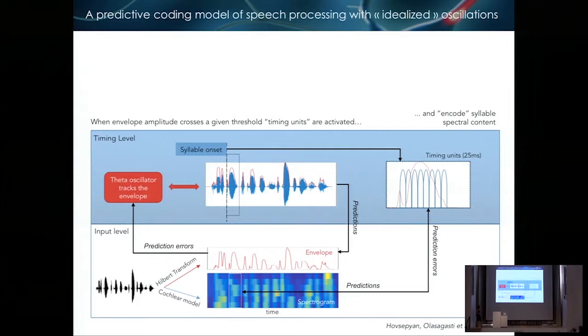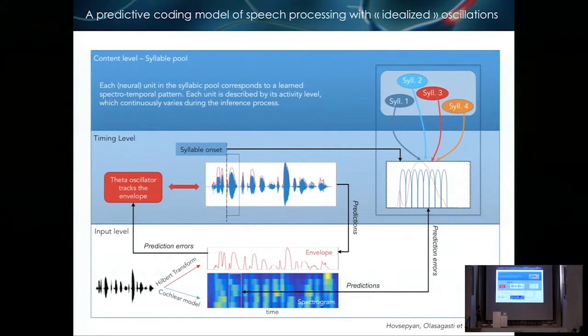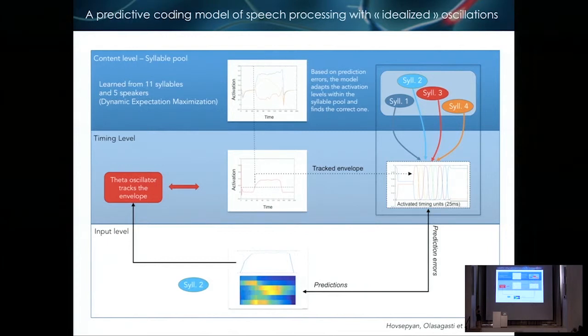So with this series of timing units, there is encoding of syllables. And there is connection with a syllable pool, which we call the content level, where each unit corresponds to a learned spectrotemporal pattern. So each unit is described by its activity level, which continuously varies during the inference process. And I'll show you how it works.